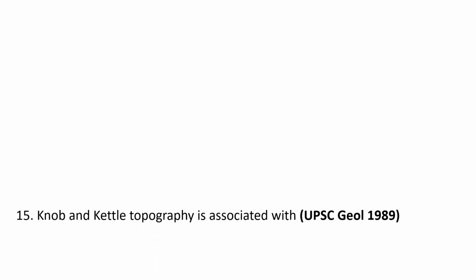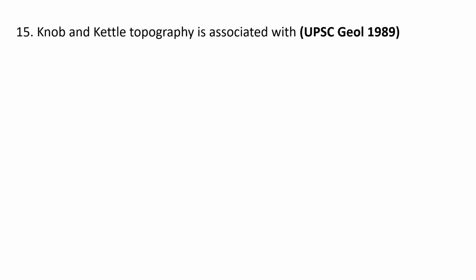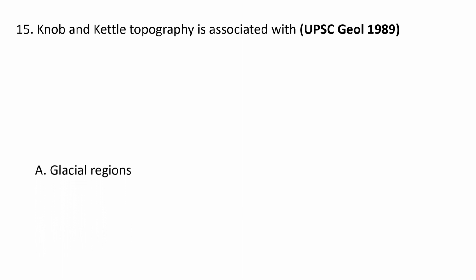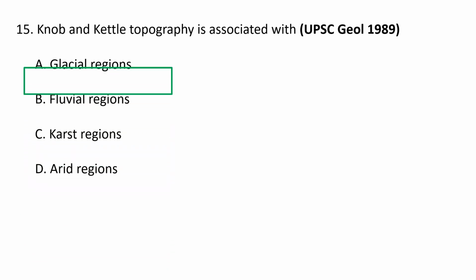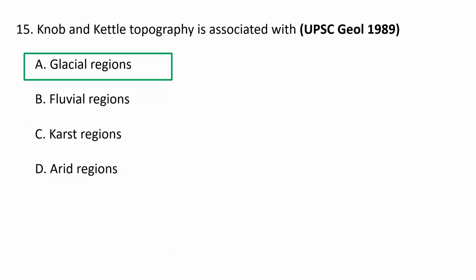Next question. Knob and kettle topography is associated with choices are A. Glacial regions, B. Fluvial regions, C. Karst regions, D. Arid regions. Knob and kettle topography, it is associated with glacial regions. So knob and kettle is also known as a sag and swell topography.